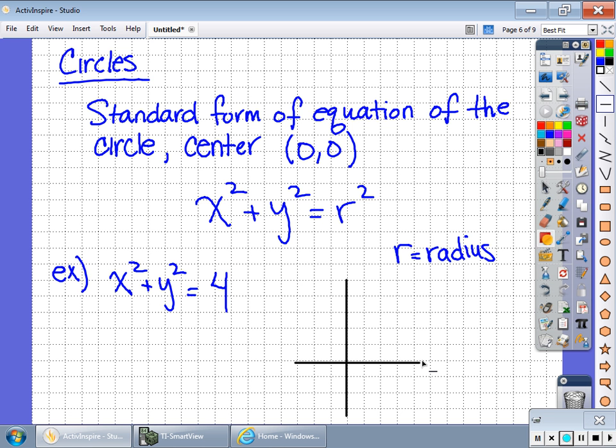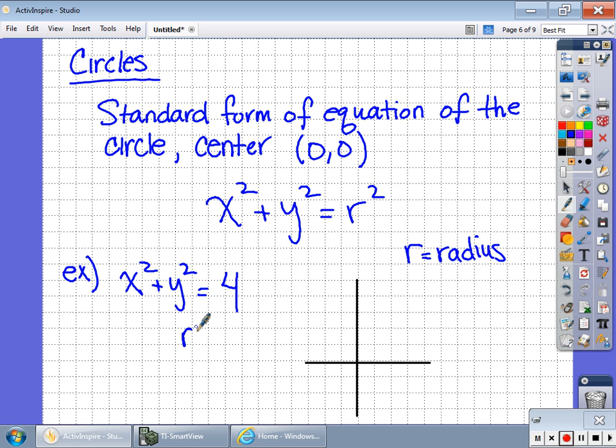Now again, this is the equation of a circle. I know that because it's x squared plus y squared. And remember, it's equal to your radius squared. So the radius squared is equal to this number right here, and that number is 4. That tells me that my radius is equal to the square root of 4. And so the radius is 2 units long.